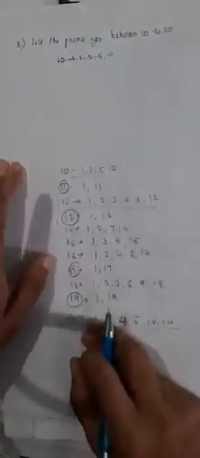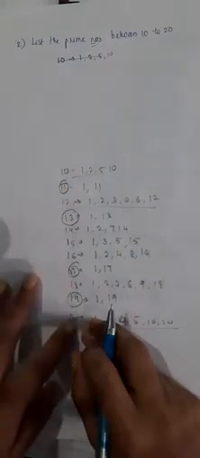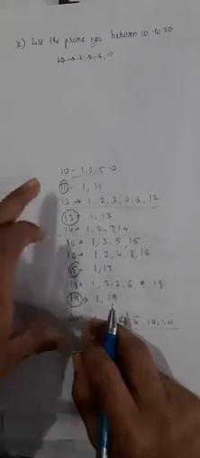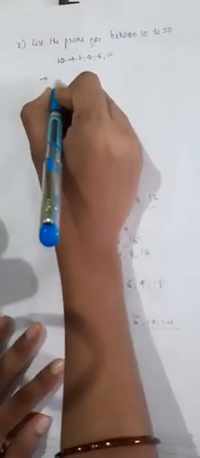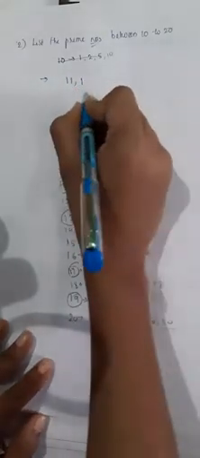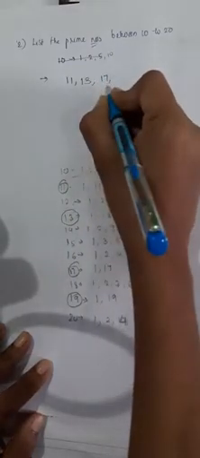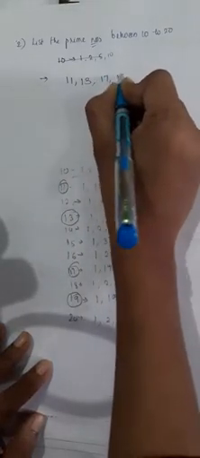See, more than 2 factors. So what are the numbers which have only 2 factors? 11, 13, 17 and 19. So we call these the prime numbers between 10 to 20. So prime numbers between 10 to 20 are 11, 13, 17 and 19. So we'll move to next.